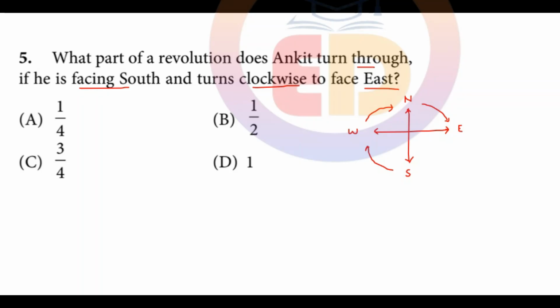But here he is taking how many parts of revolution? 1, 2 and 3 parts of revolution. If I divide the total revolution into 4 parts, he is taking 3 out of 4. So we can say he is doing 3/4 of a revolution. Answer will be option number C.